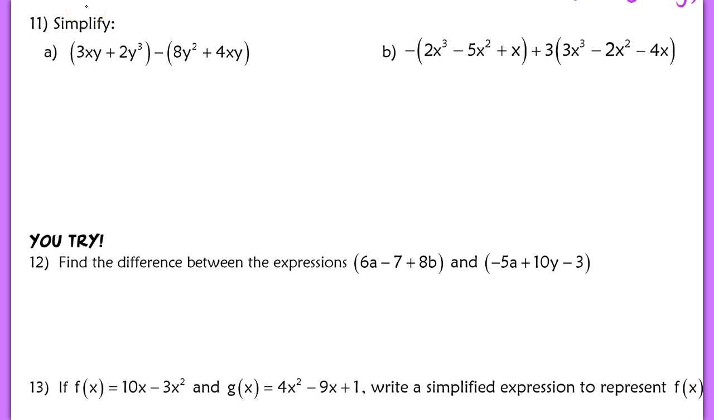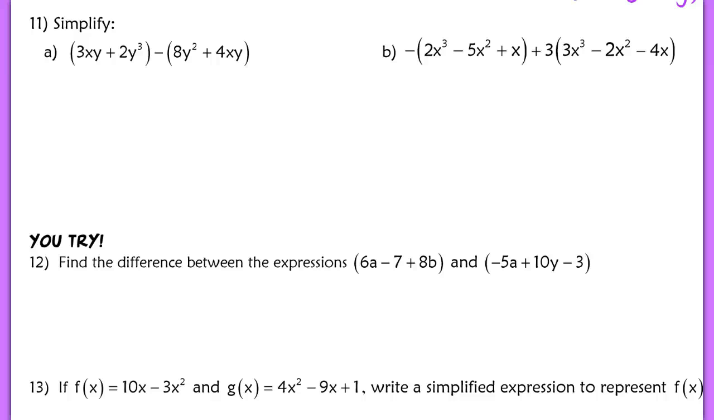Okay, we're going to finish off the lesson with example 11a and b, and then you'll try the rest of the problems on your own, and then you'll get your notes checked off. Now in 11a, this is the same kind of question. So let's try letter A.